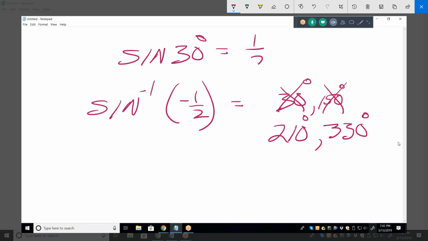Now, this gets a little tricky. If you put this into your calculator, it only gives you minus 30 as an answer. What kind of calculator do you have? TI Inspire CX CAS. Go ahead and put in the inverse sine of negative 1/2. Okay. You'll see what I mean.